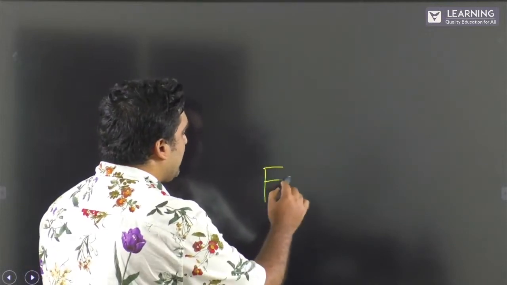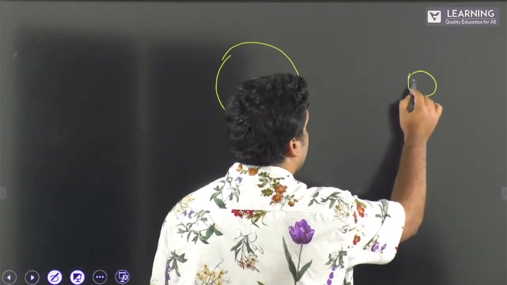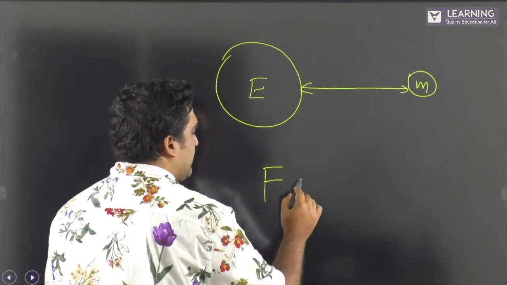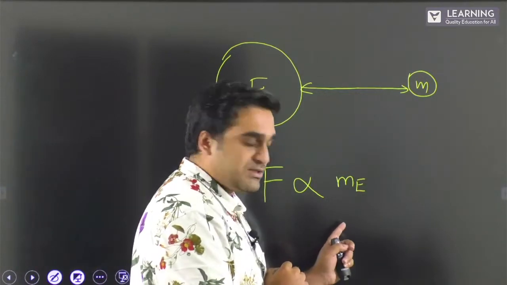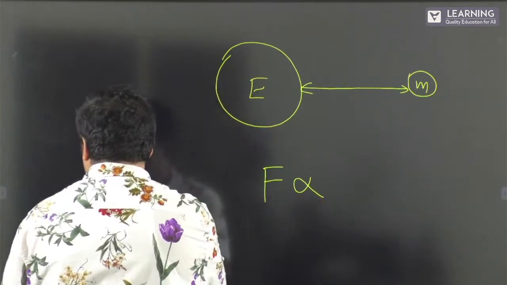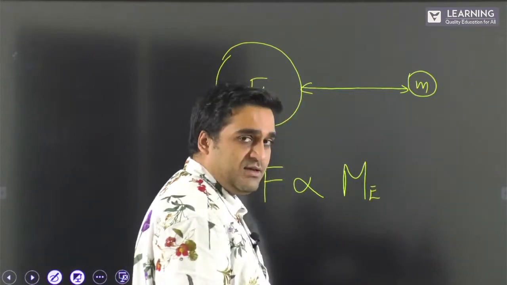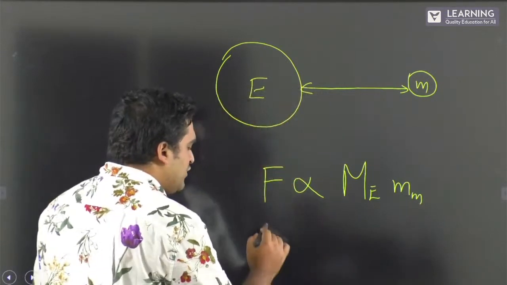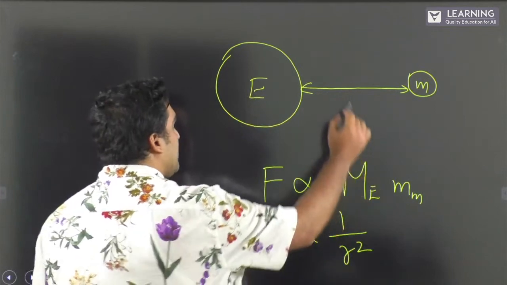Force of attraction between two masses, let's say Earth and the Moon. The force of attraction between the two masses, Earth and the Moon, is directly proportional to the product of their masses, which is the mass of Earth, let me write that with capital letter M, because the mass of Earth is massive. So capital letter M, suffix E. Mass of the moon, small letter m. And the force of attraction between these two is inversely proportional to the square of the distance between the two.